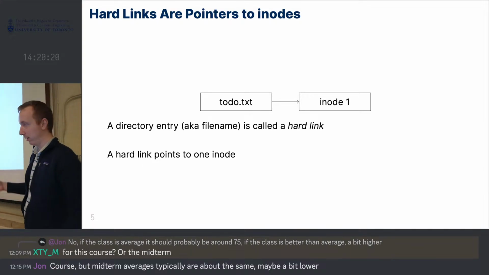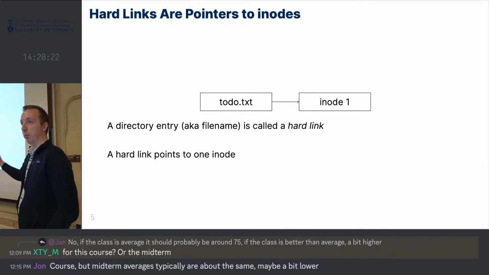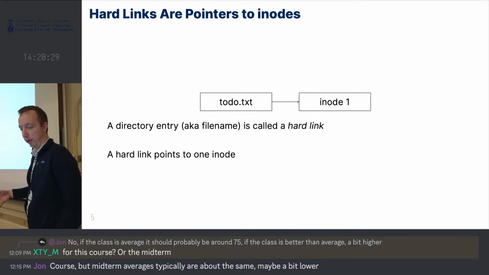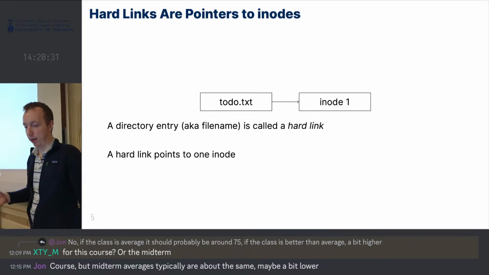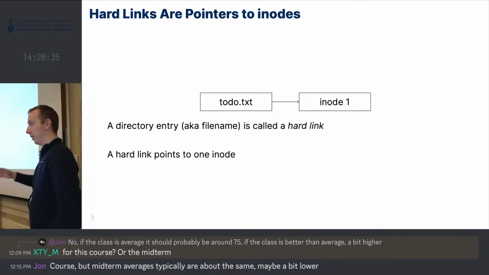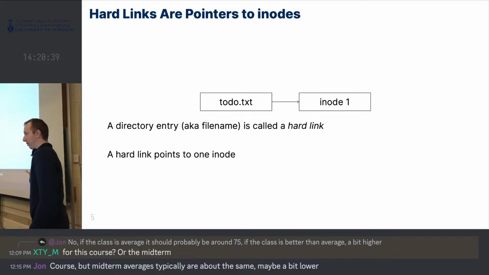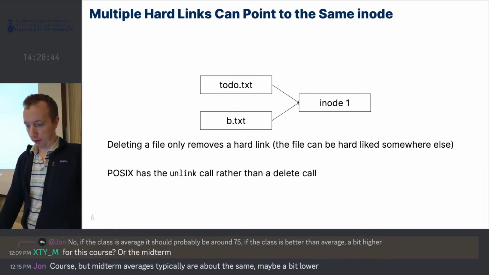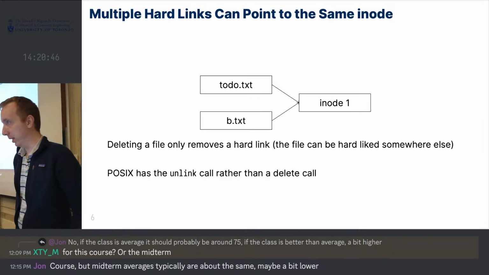So if I create a file called todo.txt, it will point to an inode, and that inode describes the file and where it is on disk, who owns it, and everything like that. Directory entries, aka just a file name, are called a hard link. A hard link is just a name to an inode. Any questions about that? So that is what is in our directory. We can play with this.